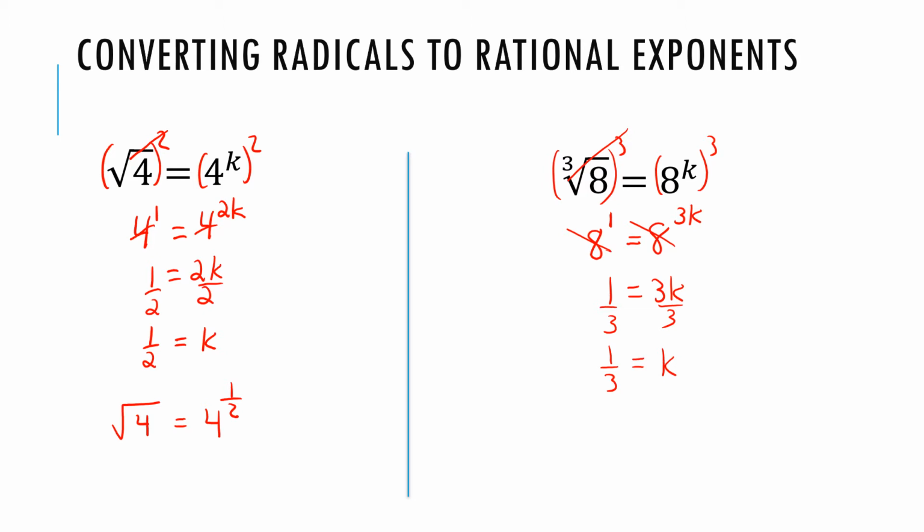So now I'm going to rewrite the problem once again from the beginning. The cube root of 8 is equal to 8 to the 1/3. Once again, trying to let you see that the cube root of 8 is the same thing as saying 8 to the 1/3. But how can we do this without having to go through all these steps over and over again? Well, there's a faster way, and this is what it is: memorization.